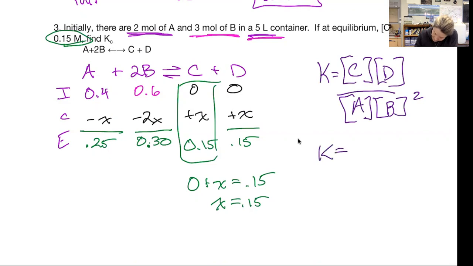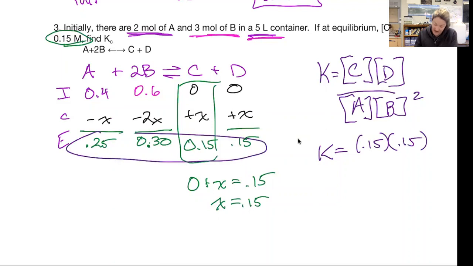Okay, plugging in my equilibrium values, 0.15 for C, 0.15 for D, and then for A, 0.25, and B is 0.3, and I'm not going to forget to square B. 0.15 times 0.15, divided by 0.25, and divided by 0.3 squared gives me a K value of 1.